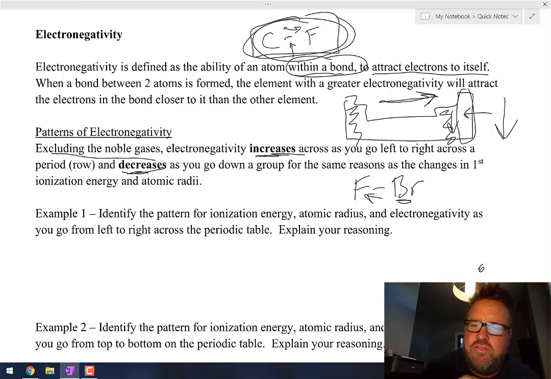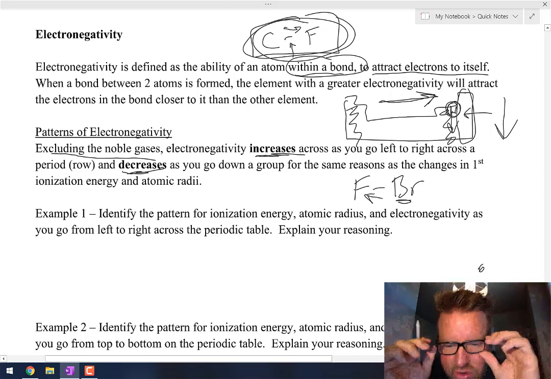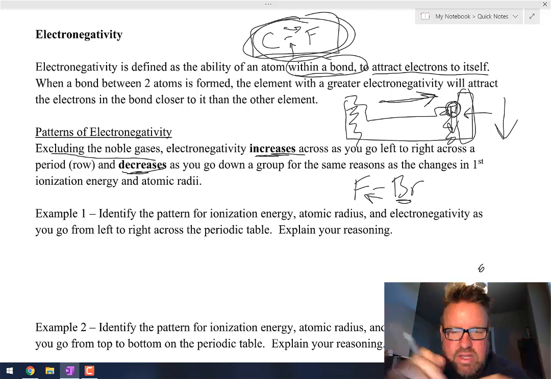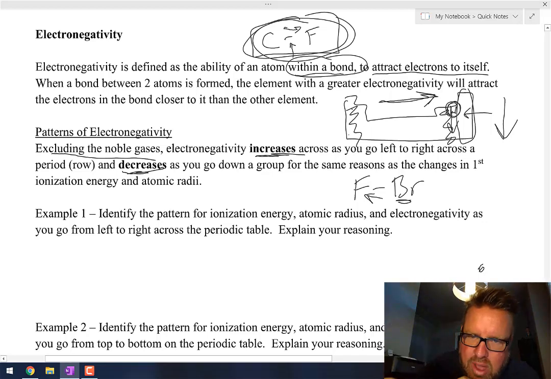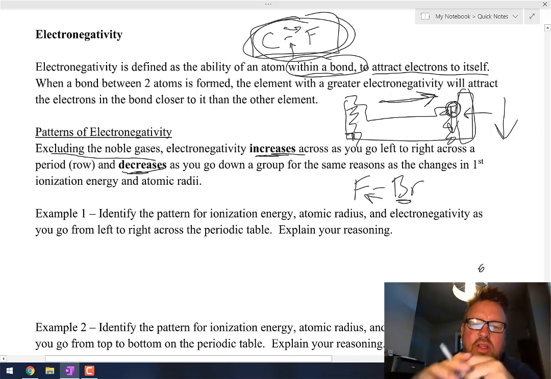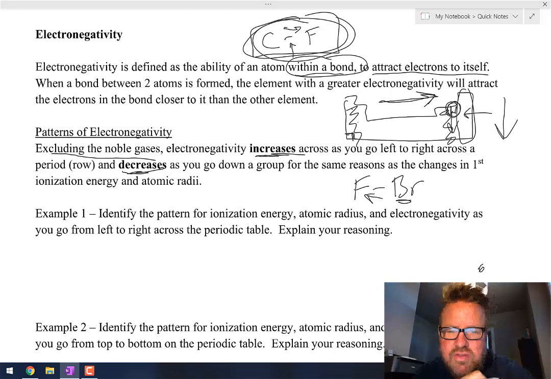Okay, so one of the things you'll find is, again, taking out the noble gases, that fluorine is up here in this top right-hand corner. Therefore, fluorine is the most electronegative element on the periodic table. It attracts electrons to itself more than any other element does. And down here in the bottom left-hand corner, those elements, francium, cesium, somewhere around there, have very, very low electronegativities. They do not attract electrons to themselves very well.